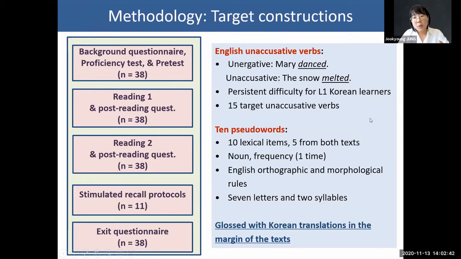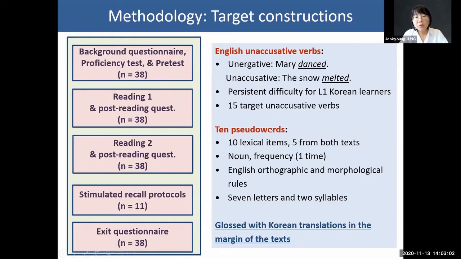Because L1 Korean learners have persistent difficulty in acquiring these features, we assume that perhaps it is worthwhile to explore how to facilitate their learning of these English unaccusative verbs. And in those two texts, there were 15 target unaccusative verbs in total, and they appeared only once.